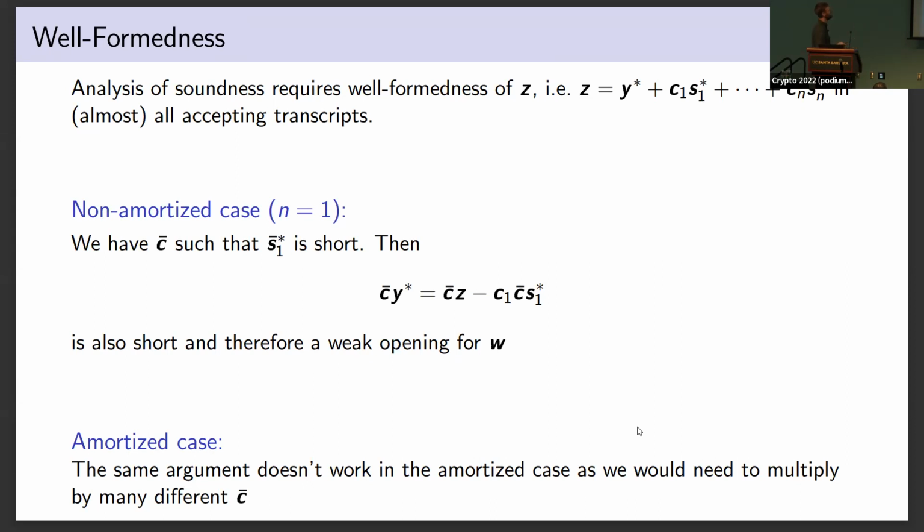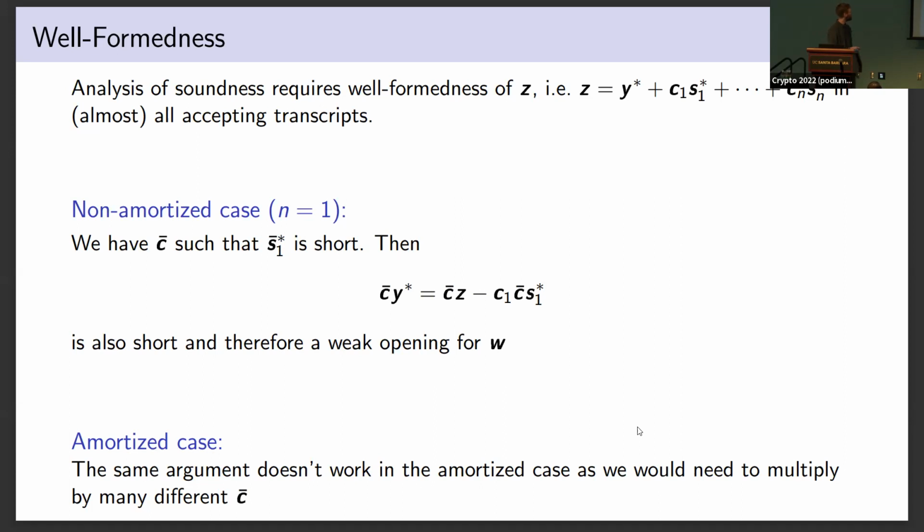And then if we multiply by C bar and rearrange this a bit, then on the right-hand side, we get something that is small, because C bar is small, Z is small, and the C bar makes S1 small. So everything here is small. And this means that Y star is again a weak opening for the masking commitment, and therefore the prover is committed to it. So in basically all accepting transcripts, he always has to use the same Y star.